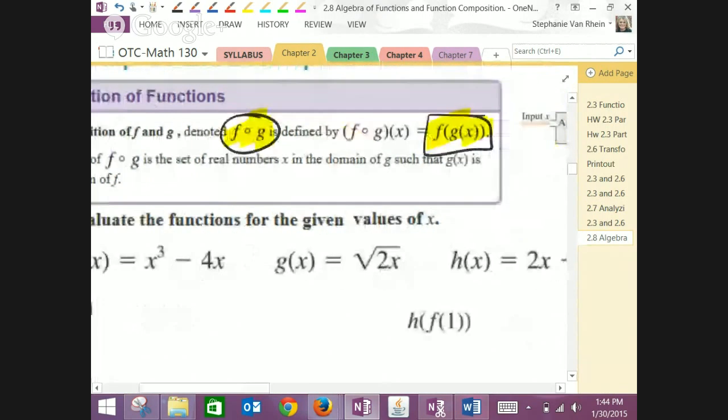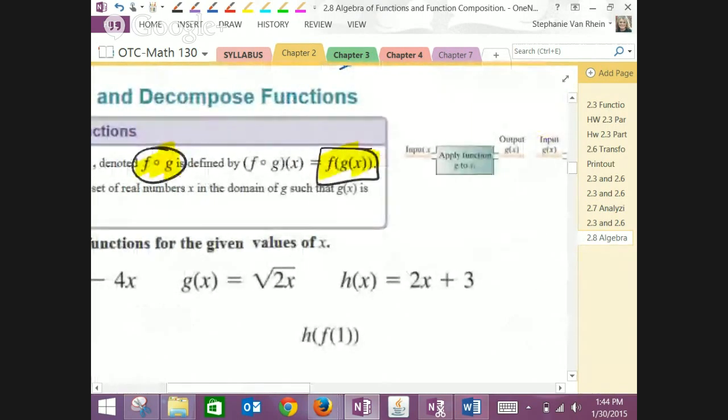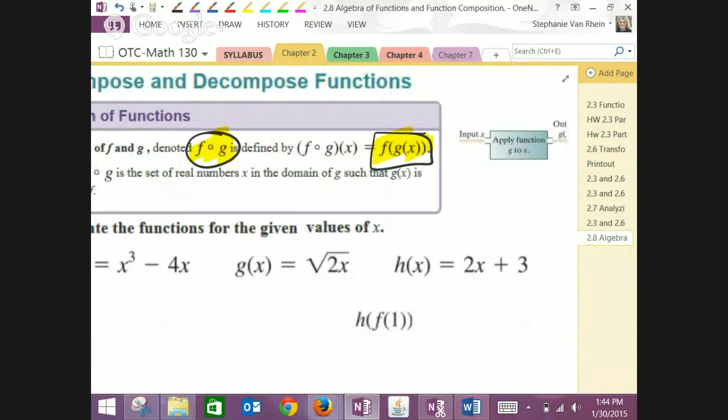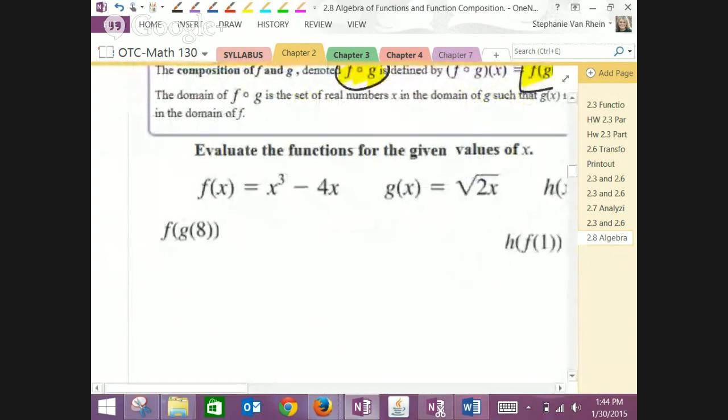Or it can be written as g of f of x. So order here matters. With addition and subtraction, it works just like you would expect: 1 plus 5 and 5 plus 1 are the same thing. Here, composition is a little different.